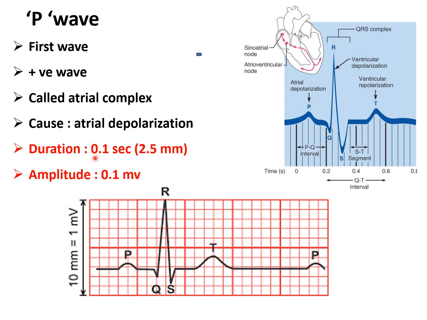Its duration is around 0.1 second, so that will be around 2.5 millimeters. That means 2.5 small squares. That is the normal duration of the P wave. And its amplitude will be around 0.1 millivolt. That means a single small square height. So this is the normal morphology of the P wave.